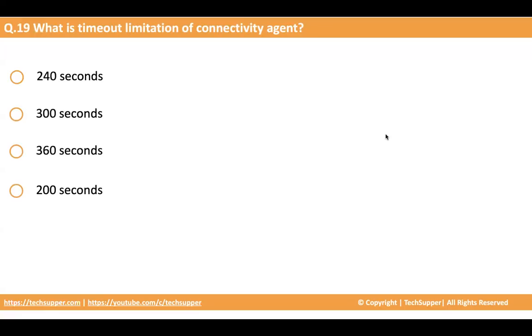The connectivity agent will fail the request if the third-party application is not responding within 240 seconds, which is equivalent to 4 minutes. Your integration will fail if the connectivity agent does not respond within 4 minutes, and your integration will be timed out with an error.